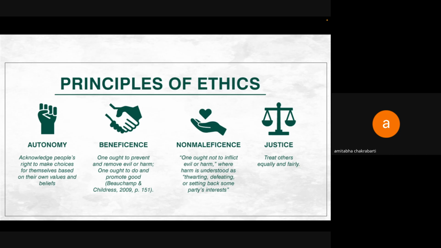First is autonomy, that is, acknowledging people's right to make choices for themselves based on their own values and beliefs. Their choice, it's not our choice. Patient's choice. One ought to prevent and remove evil or harm, and one ought to do and promote good. That is beneficence. And not to inflict evil or harm. That is non-maleficence. And justice is to treat others equally and fairly.